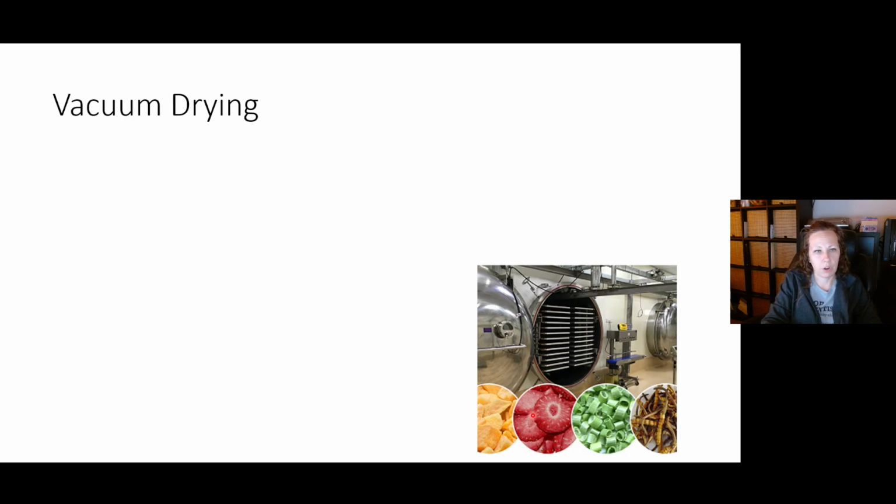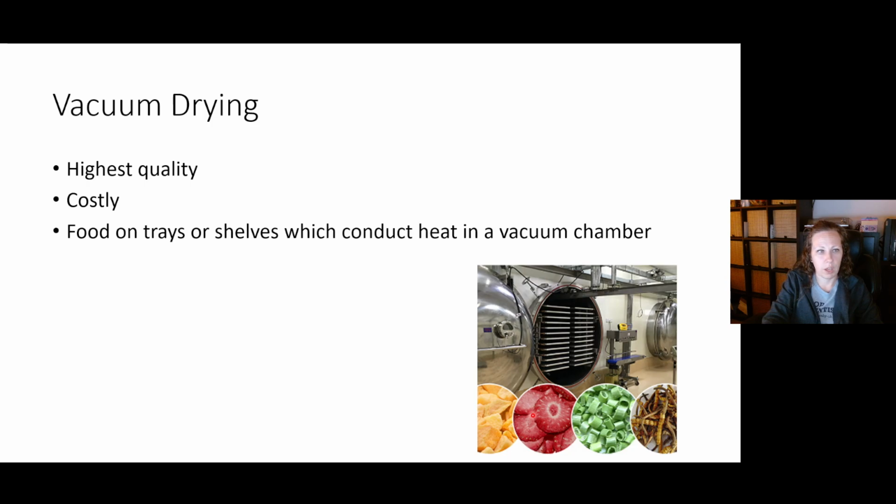Okay, vacuum drying is our fifth one. It results in very high quality foods that are dehydrated, but is also very costly. And so what happens with vacuum drying is that the food is put on trays or shelves, but in a vacuum chamber.